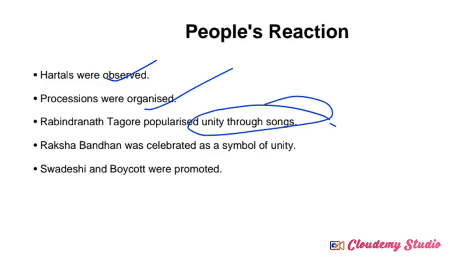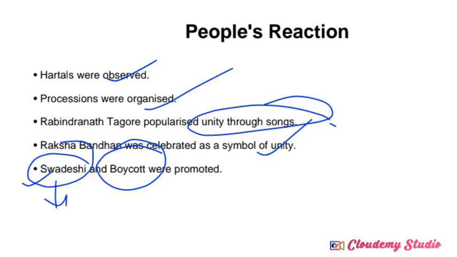Even Raksha Bandhan began to be celebrated as a symbol of unity. They started to celebrate the Raksha Bandhan festival not only with Hindus, even Muslims also joined together to celebrate it at that time. They also started to promote the concept of Swadeshi and boycott. Swadeshi means own goods and services, goods and services manufactured by the Indians, and to boycott the British manufactured goods. These all we call the people's reaction at that time.